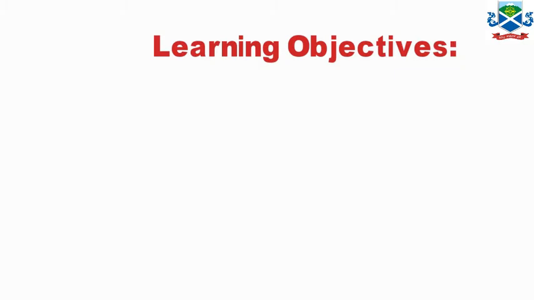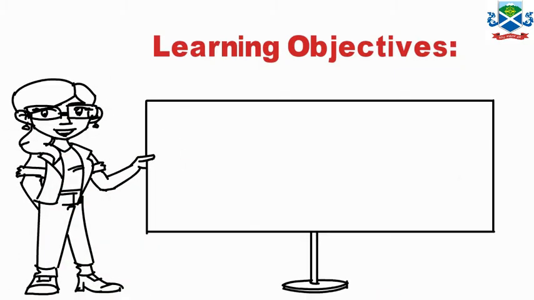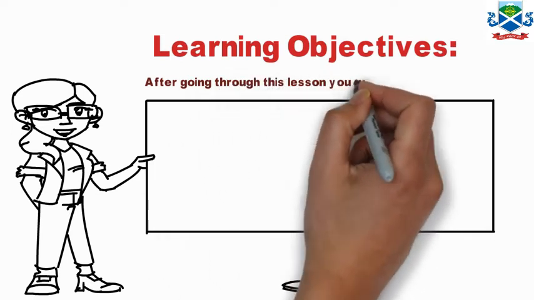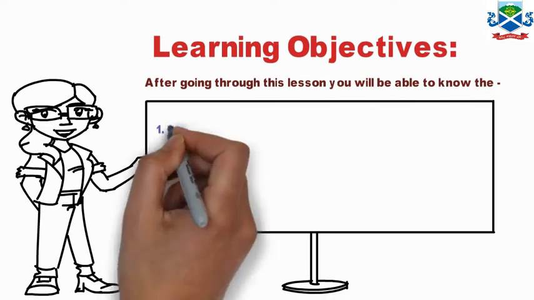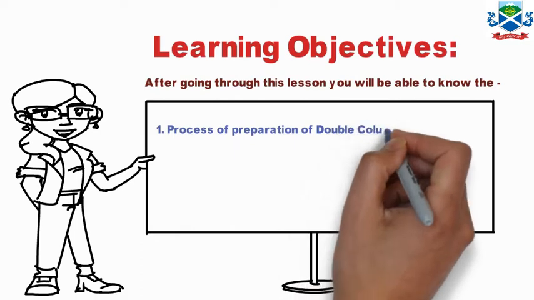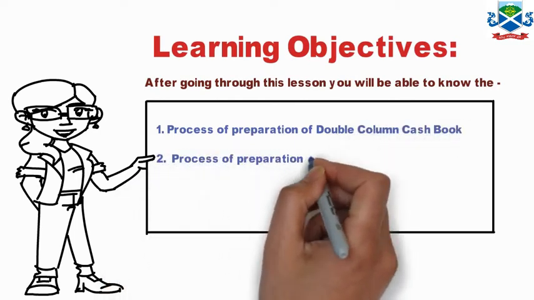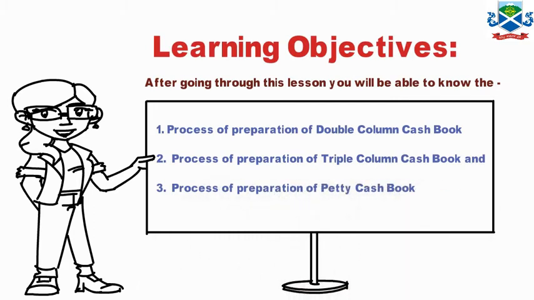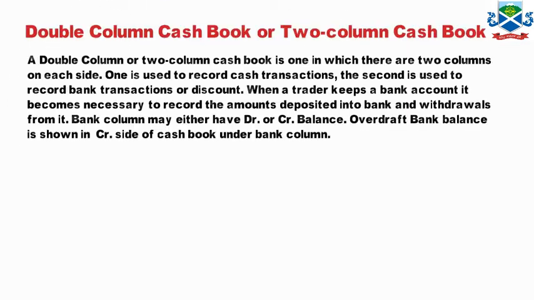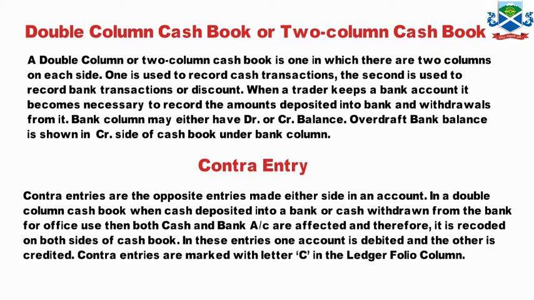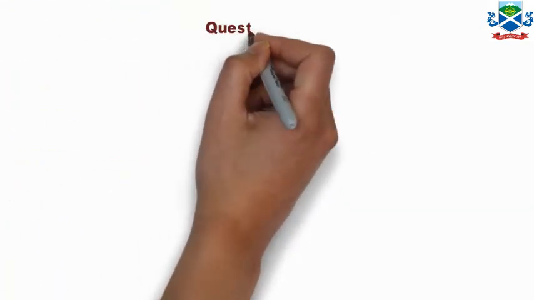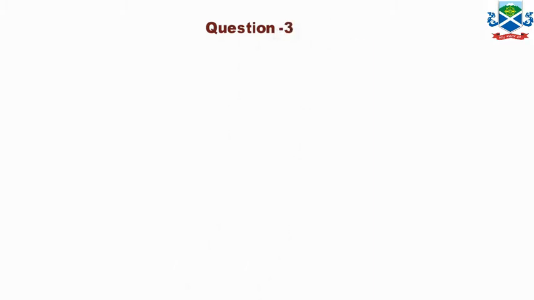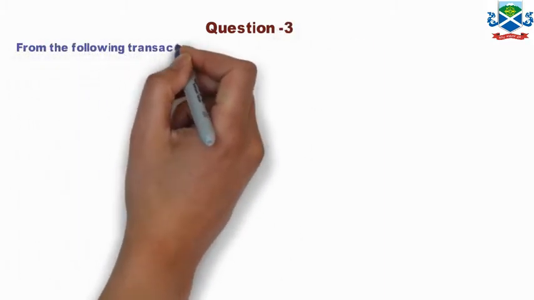After going through this video, you will be able to know the process of preparation of double column cash book, the process of preparation of triple column cash book, and the process of preparation of petty cash book. Double column cash book and contra entry we have learned earlier in part 1, so those who have doubt can go through that part 1. We will practice more about the double column cash book, handling bank overdraft balance.